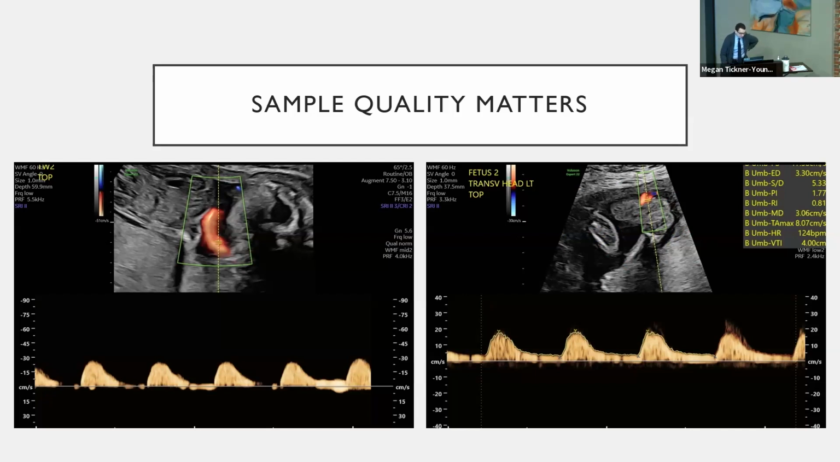The left has a Doppler gate that is way at the edge of the vessel, and there's a lack of end-diastolic flow on your Doppler sample. On the right, the Doppler gate is at the center of the vessel. You really have a more appropriate sample, and you see that there's continued flow, end-diastolic flow throughout the entire cardiac cycle.